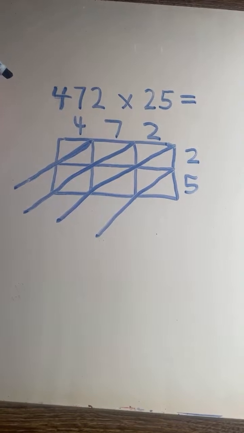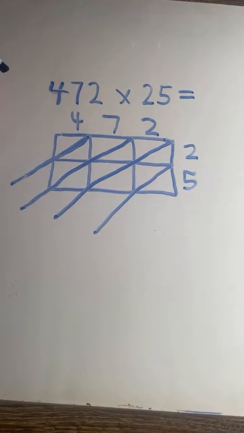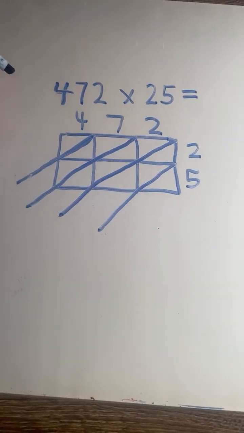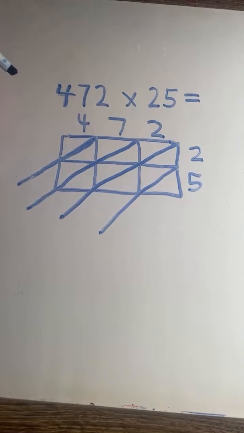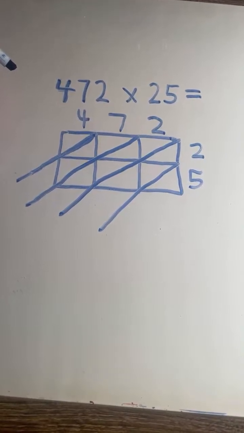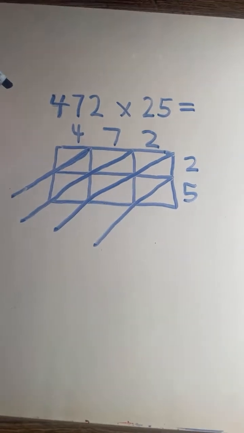So this video is going to focus on 3-digit by 2-digit multiplication using the Lattice method. Our first example problem is 472 times 25. And I'm going to go through step by step how to solve that problem.